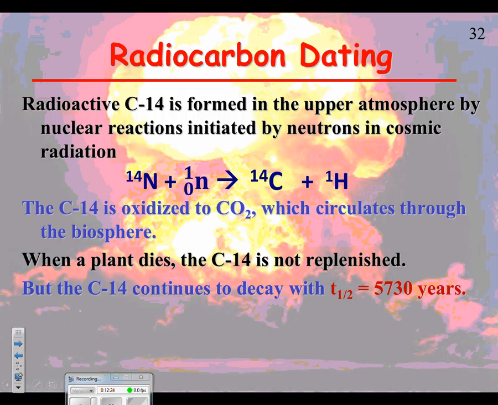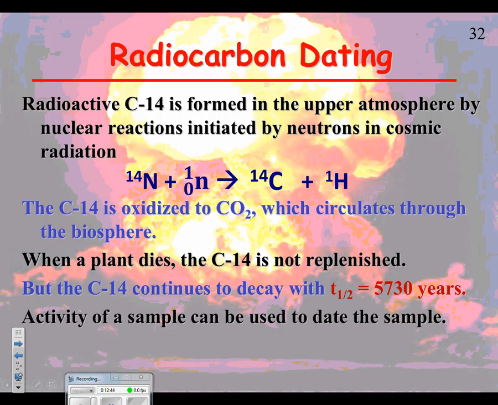It continues to decay. The half-life is 5730 years, so 5,730 years. That's a long time. So carbon-14 dating only works for things that have been dead a long time. Doesn't work too well for things that haven't been dead very long. We have to use other things. We use the activity of the sample. So we either use a Geiger counter or a scintillation monitor to see how much radiation they're giving off.